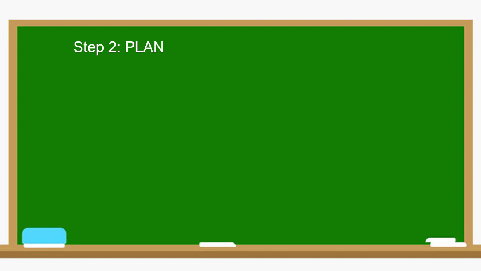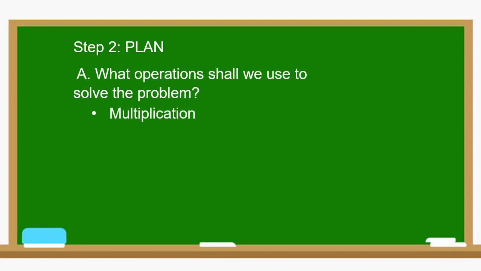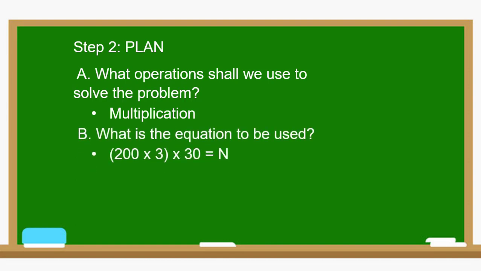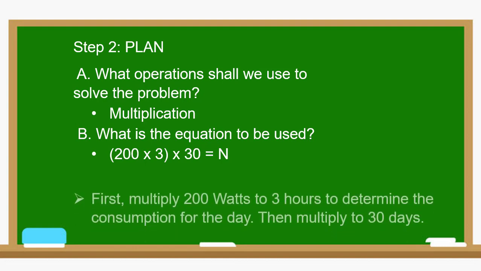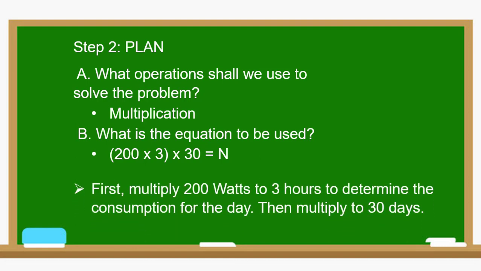Step 2. You need to plan. A. What operation shall we use to solve the problem? Multiplication. And B. What is the equation to be used? 200 times 3 times 30 equals N. First, multiply 200 watts to 3 hours to determine the consumption for the day. Then multiply to 30 days.